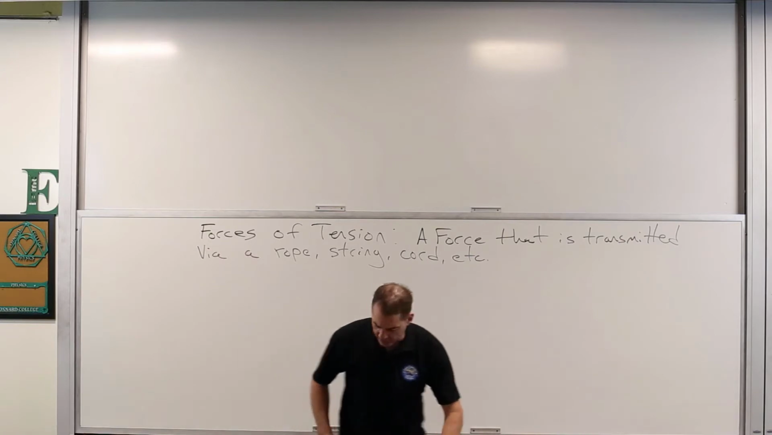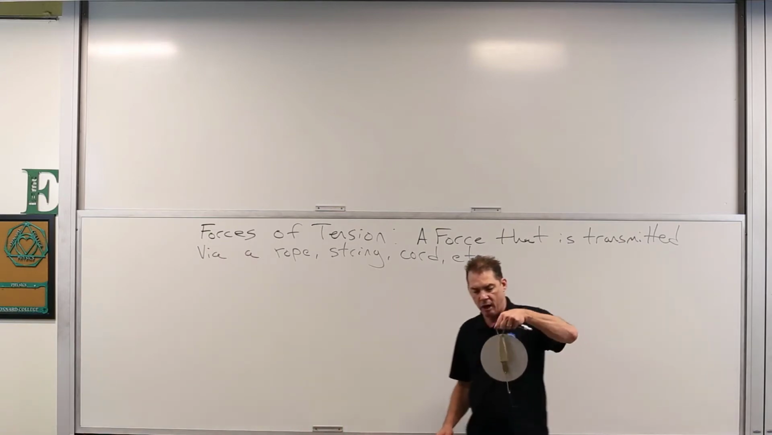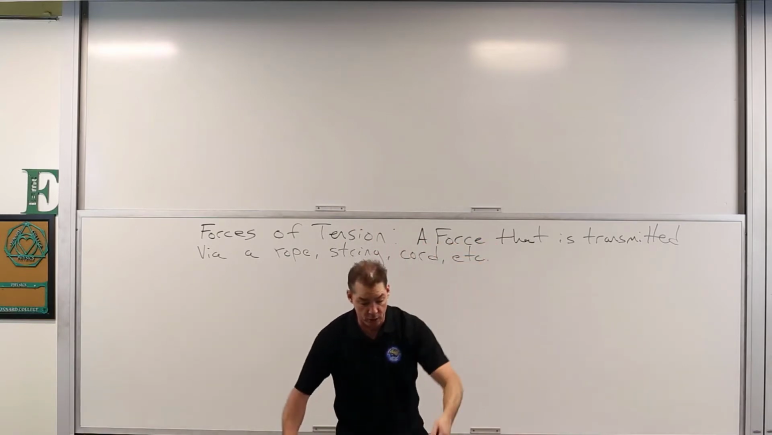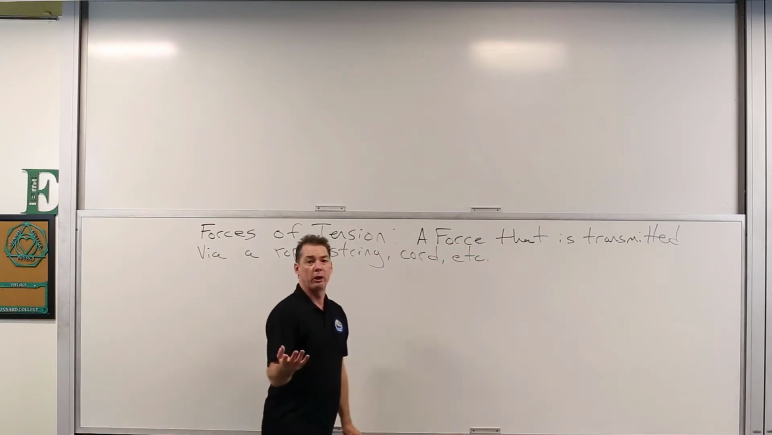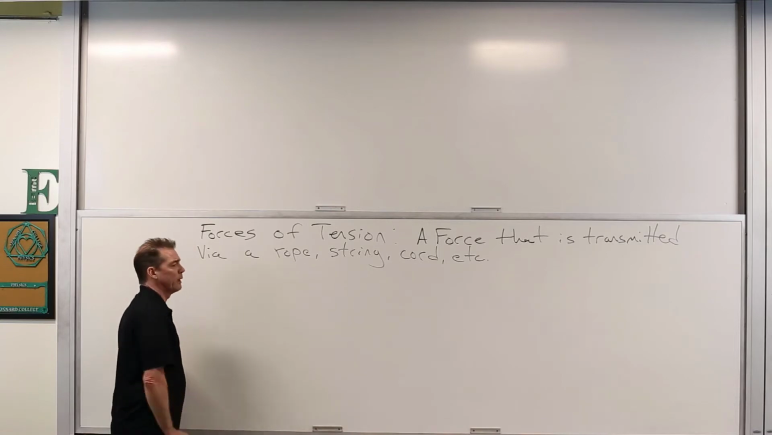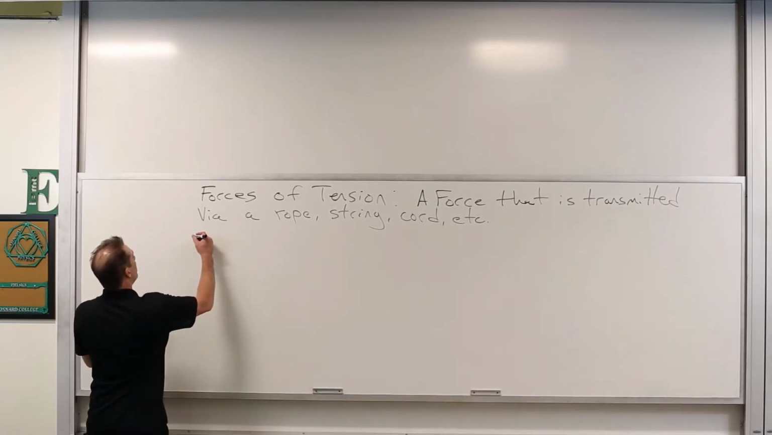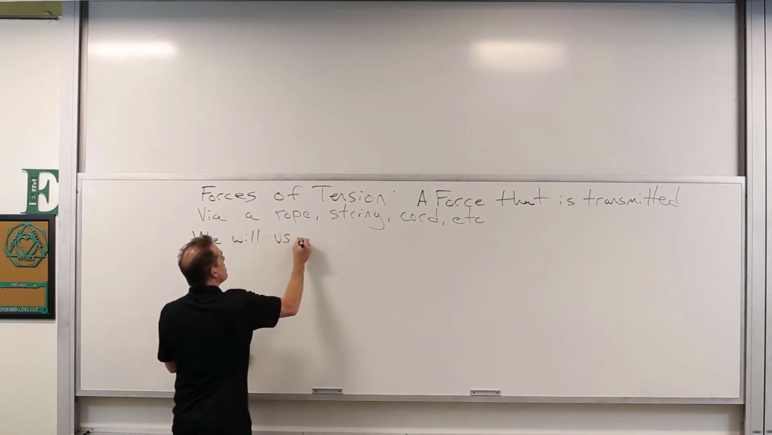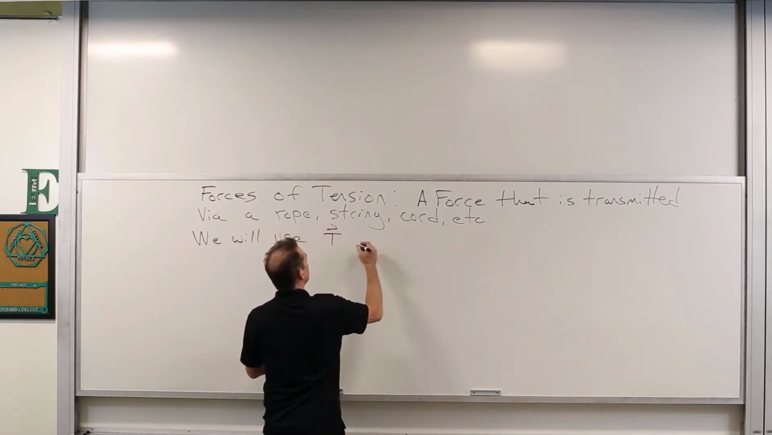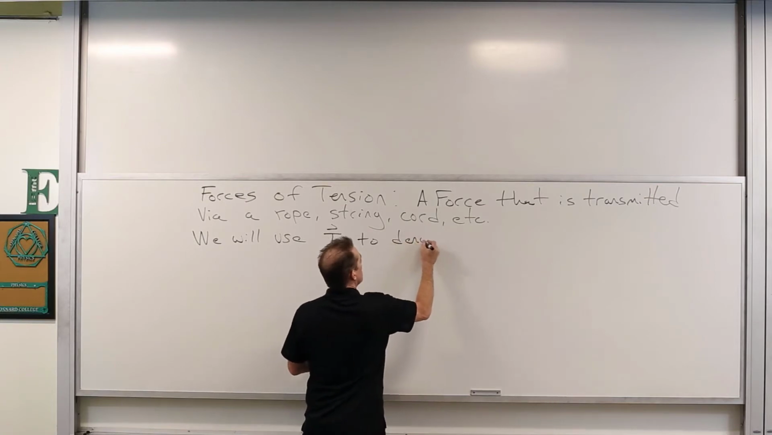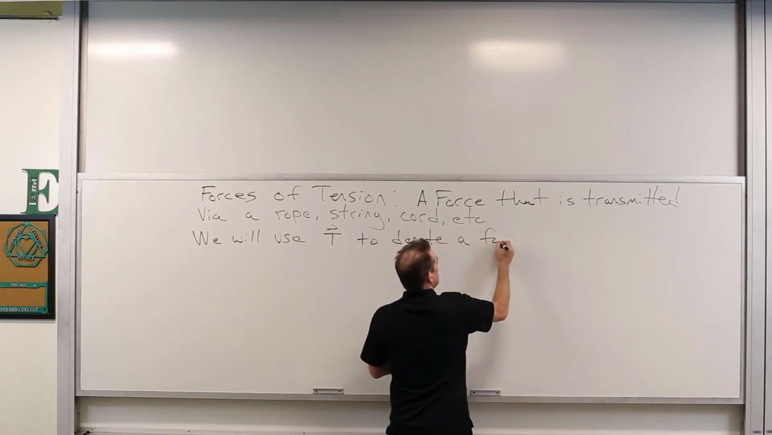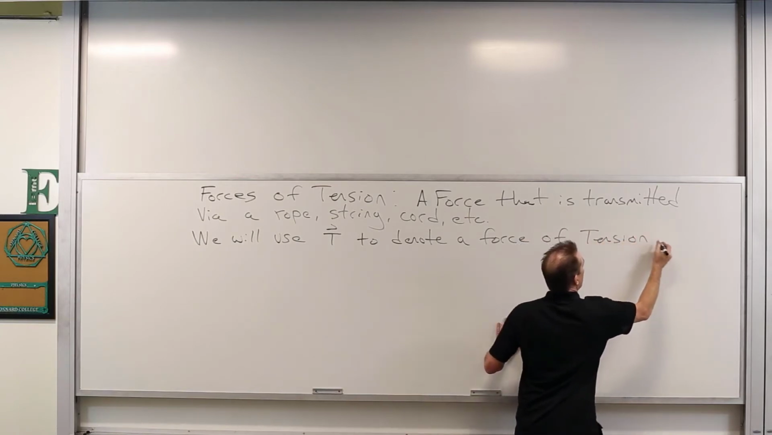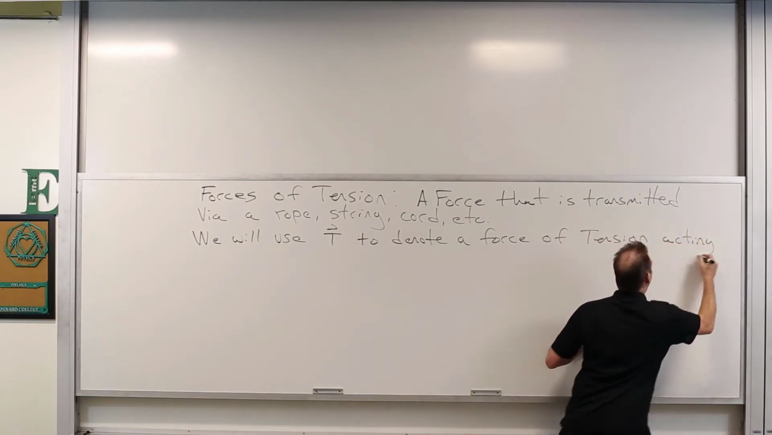I can start pulling objects, going upward, going in different directions, swinging objects. There's all sorts of things that I can do with a rope, string, or cord acting on an object. I just want to get particulars down. So we will use T hat to denote a force of tension acting on an object.